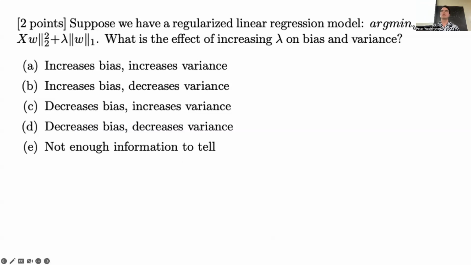It's just good to know that. I know it's terminology, but in tech interviews, they like asking that terminology. So given that increasing bias means increasing underfitting and increasing variance means increasing overfitting, the question here is, what's the effect of increasing lambda, the regularization parameter, on this?